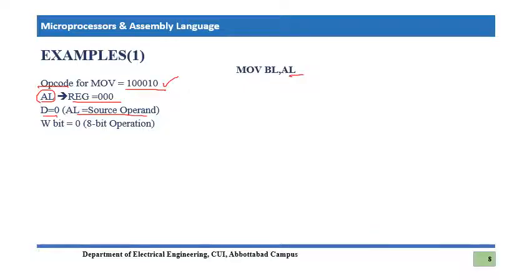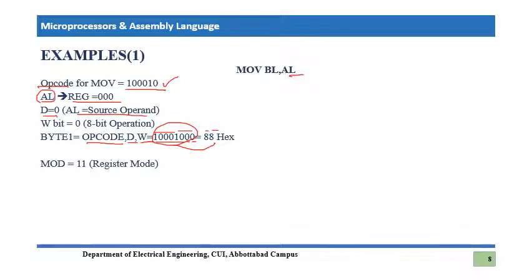So I think the first byte is complete. In the first byte, we first write the opcode, then the D bit, and then the W bit. I have just gathered them and converted them into hex. It becomes 1000, which is 8, and 1000, which is 8. That is why byte 1 is equal to 88 hex. I hope this point is clear.